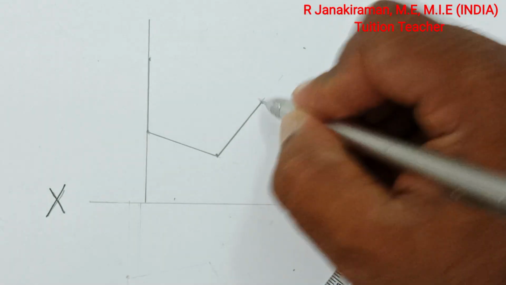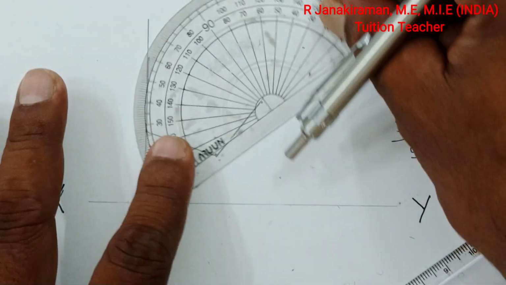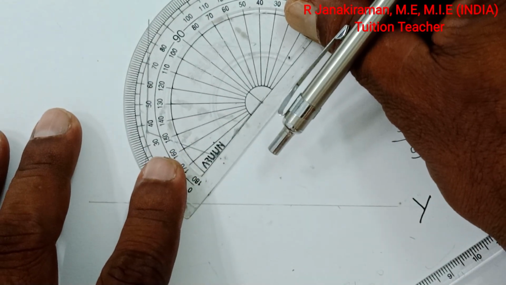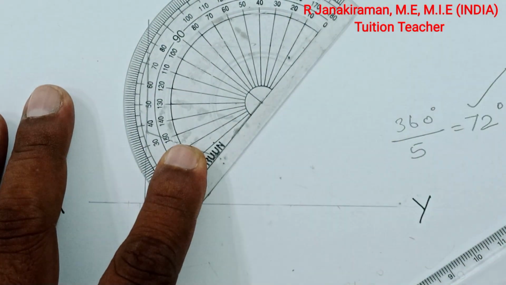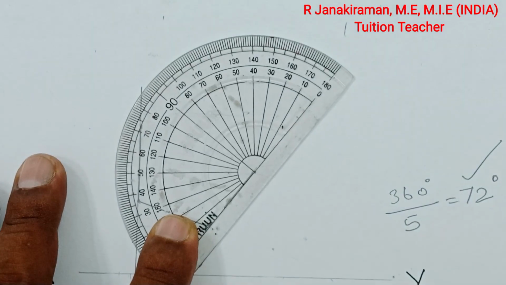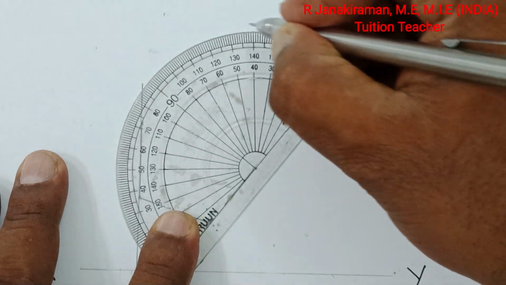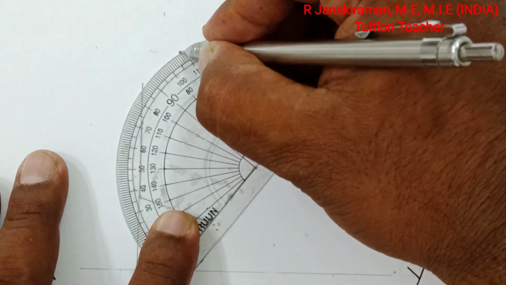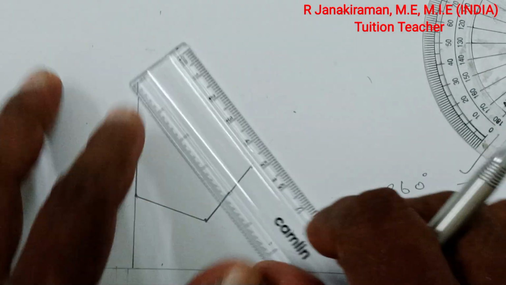This will act as the center of your protractor. Turn your protractor, keep like this, and mark an angle of 72 degrees. Read like 0, 10, 20, 72, put a point. Join the marked points using the freehand scale.